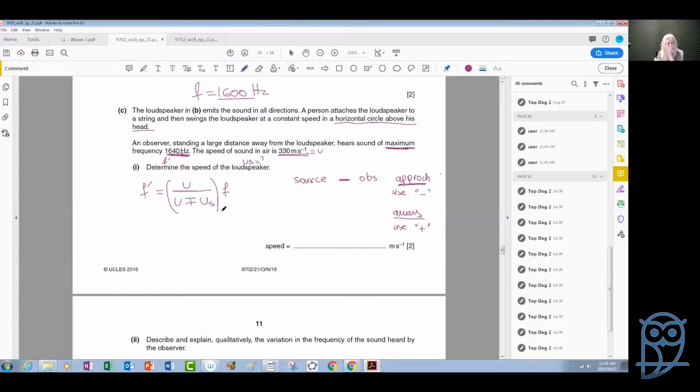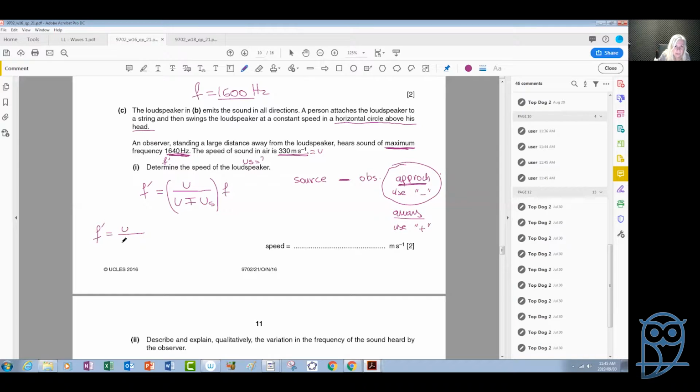So in our case now, an observer standing a large distance away from the loudspeaker hears sound of maximum frequency. The maximum frequency, when the pitch is very high, is where the source approaches the observer. So in this case we have this approaching situation where we hear the higher frequency. So we're going to use the minus sign. So, all right, let us rewrite this using the appropriate sign here in the denominator.